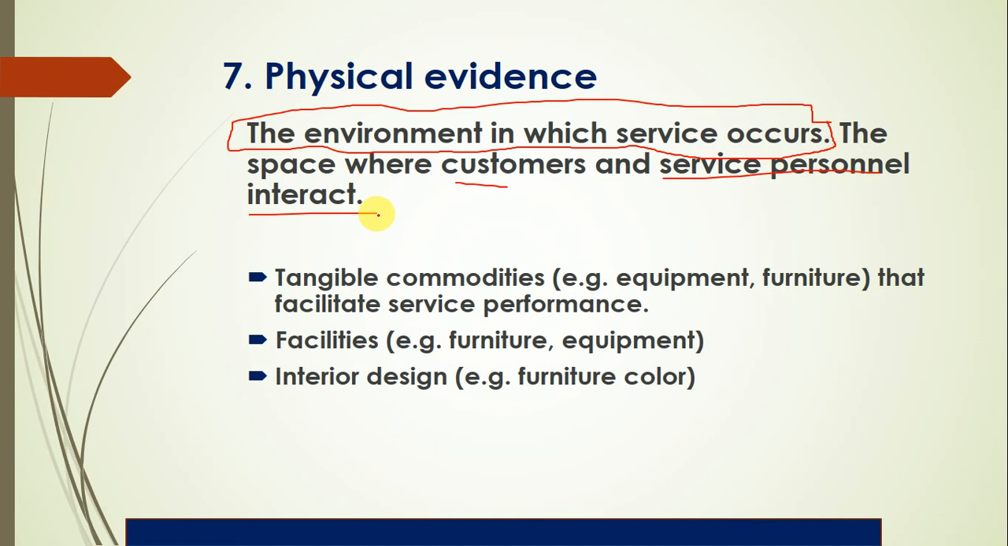Tangible commodities can be seen and touched. Tangible commodities are, for example, equipment and furniture. For example, if you have a shop, you need some desks, you need chairs to market your product, or you need shelves where you put your products. All this is called physical evidence, or we call them equipment. You need some equipment to showcase your product to other people, and there is furniture, as I gave the example, that facilitates service performance. If you have furniture and equipment, that will facilitate the service performance.